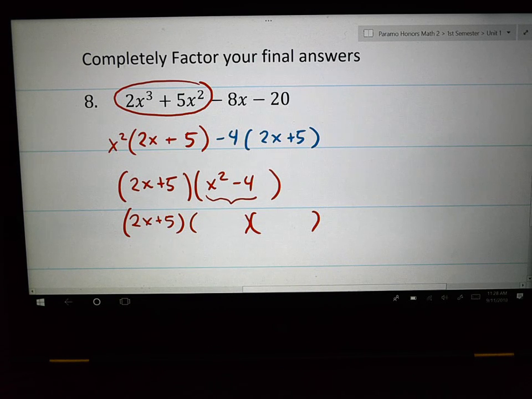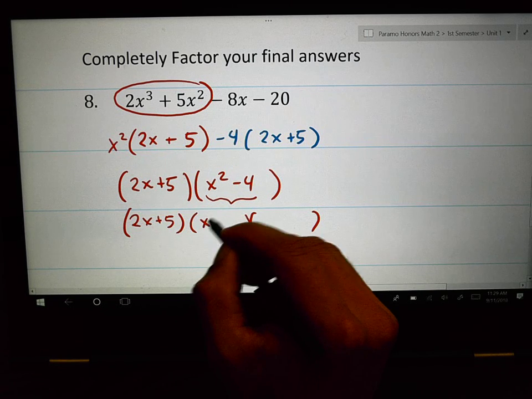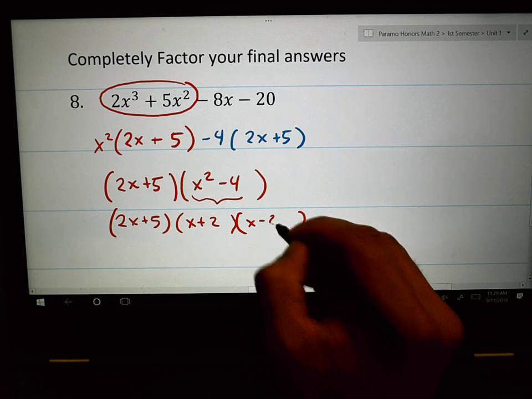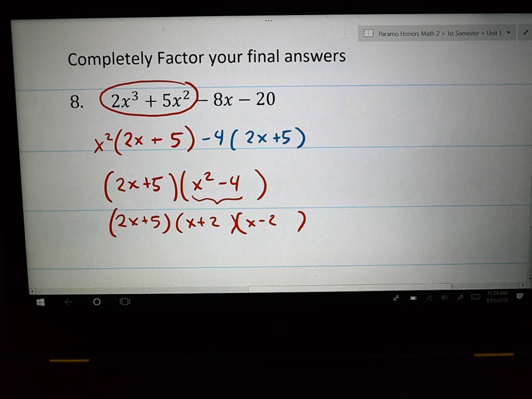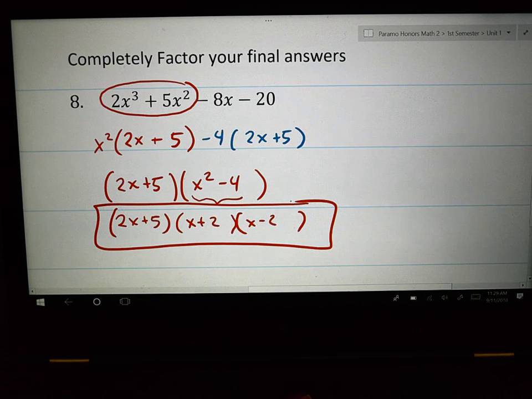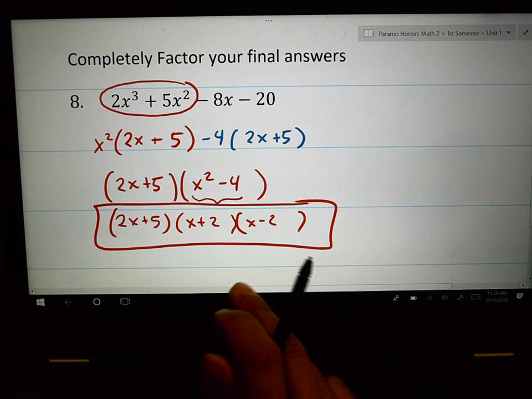The x squared minus 4 factors to? One group of addition, one group of subtraction. X plus 2, x minus 2. Perfect. It's like a length, a width, and a height. Perfect. Last example.